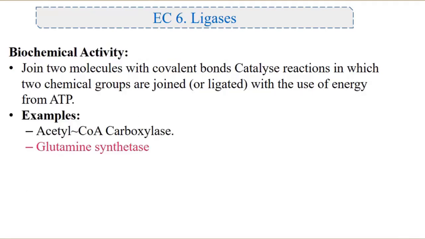The sixth one, or maybe the last class of enzyme, is said to be EC6, ligase. And this enzyme catalyzes or joins two molecules with a covalent bond. The catalytic reaction in which two chemical groups are joined or ligated uses energy from ATP. ATP powers the reaction. Say, for example, acetyl-CoA carboxylase, glutamine synthase.